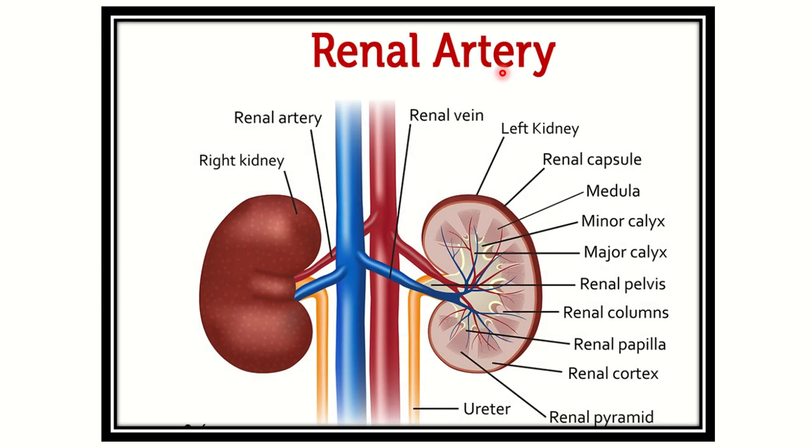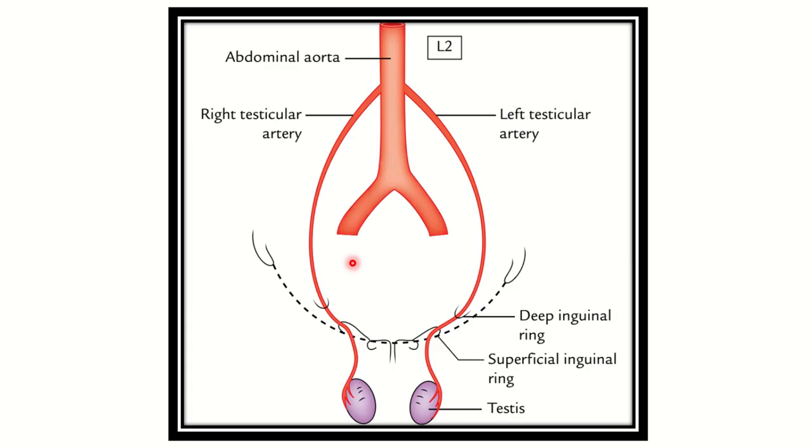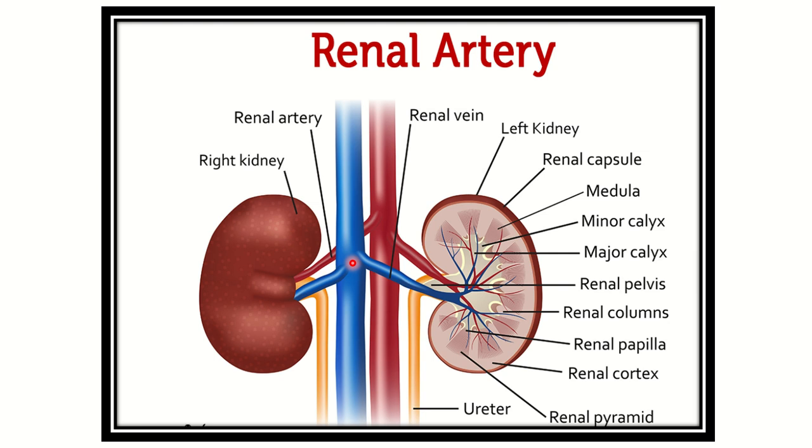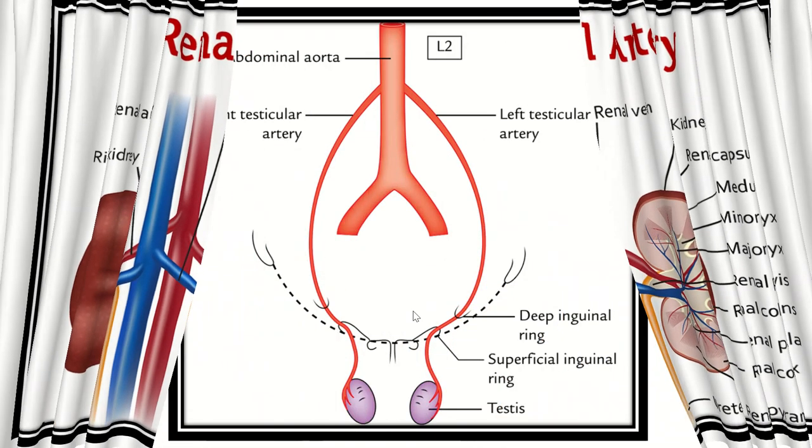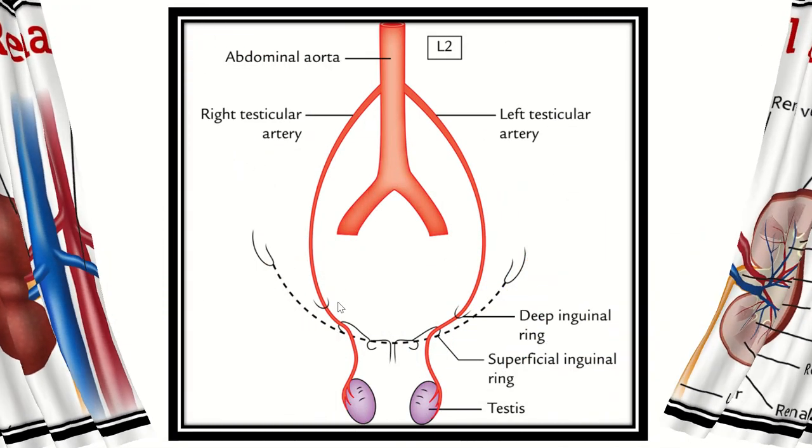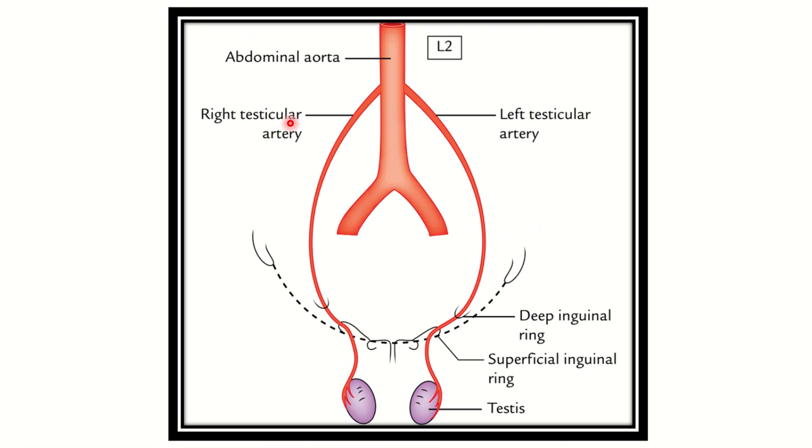In this picture we can see the renal artery, which is a lateral branch, and this renal artery supplies the kidney. And here we can see the gonadal artery. In the male it is the testicular artery, and in the female it is the ovarian artery. Here we can see the right testicular artery and left testicular artery. They arise from the abdominal aorta in the abdomen, but finally they descend to the testis. So it travels a long path to reach the testis.